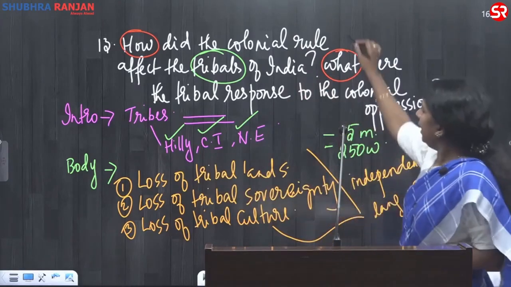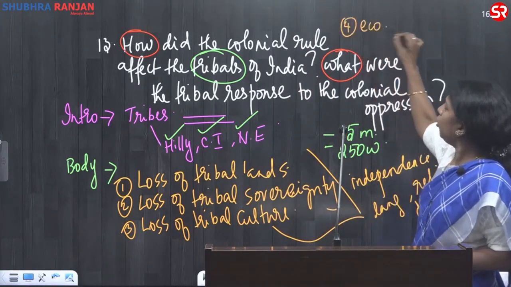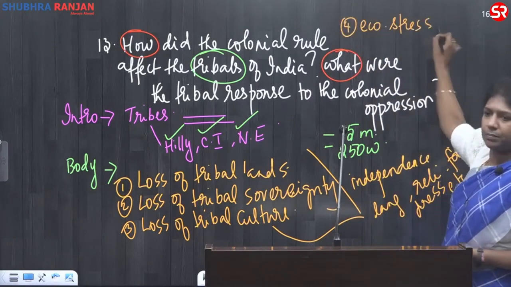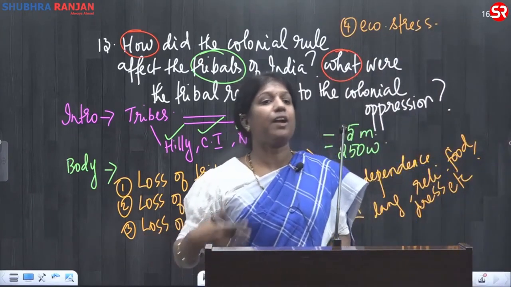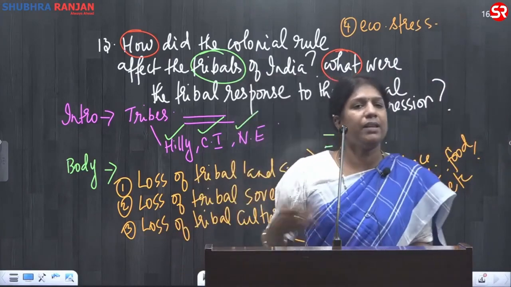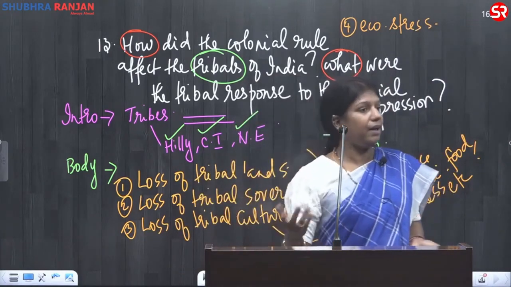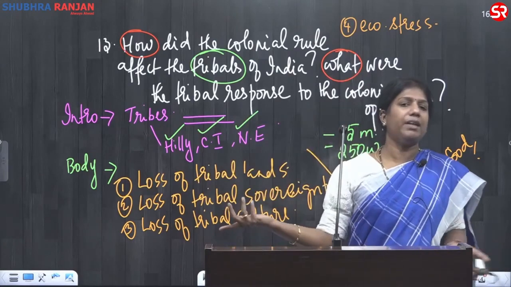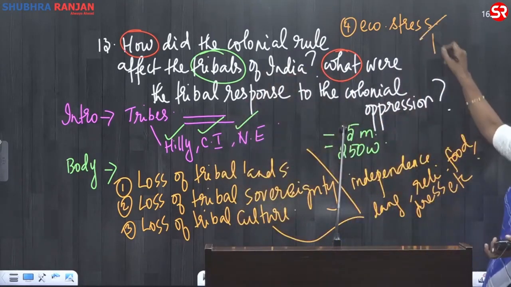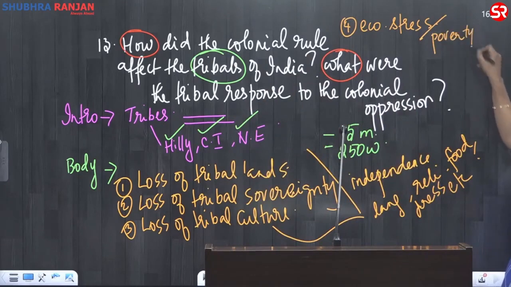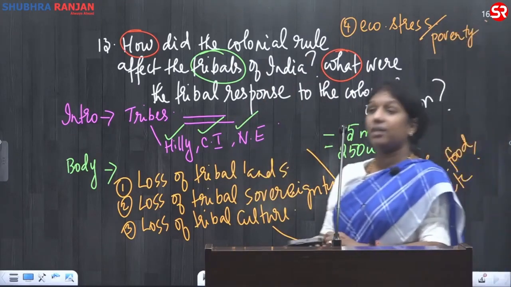Again, what happened? It led to what? There was an economic stress in their land. How did it affect? There was a big economic stress. What is that? Economic instability. Now, what will they cultivate? Where will they cultivate? How will they cultivate? They don't have any land. So automatically what happened? This economic stress took them to a life of poverty.